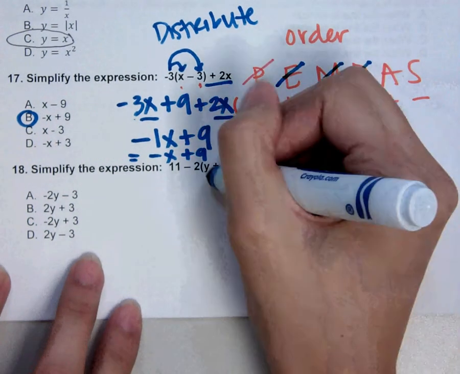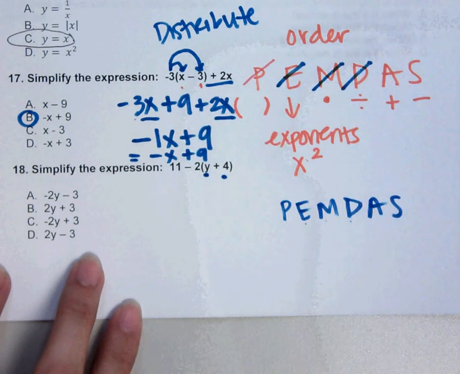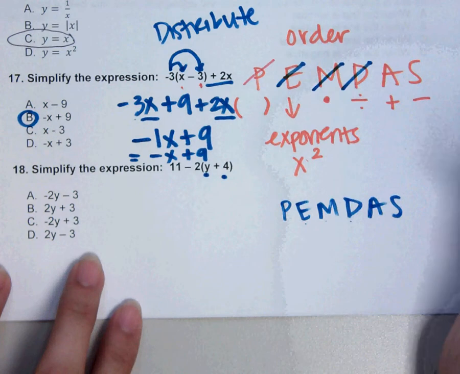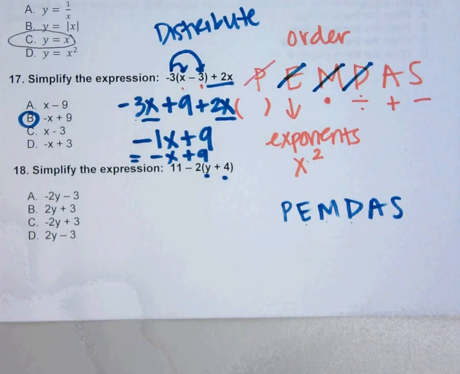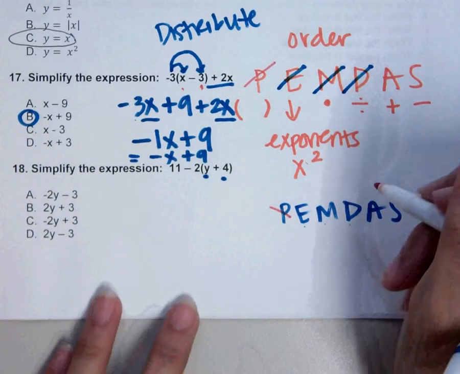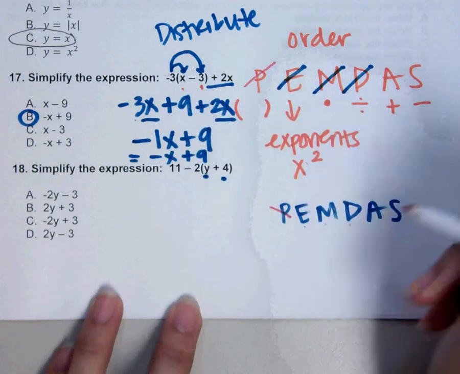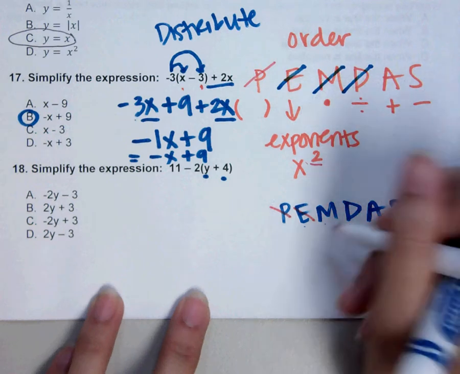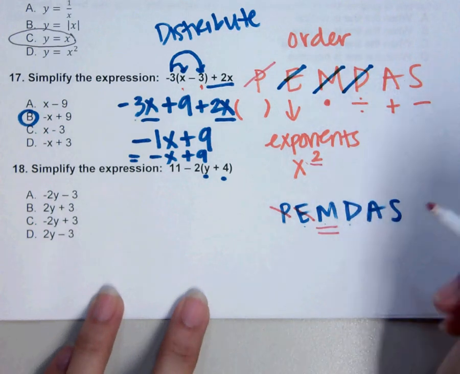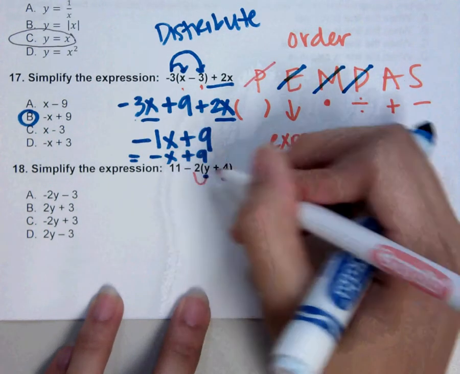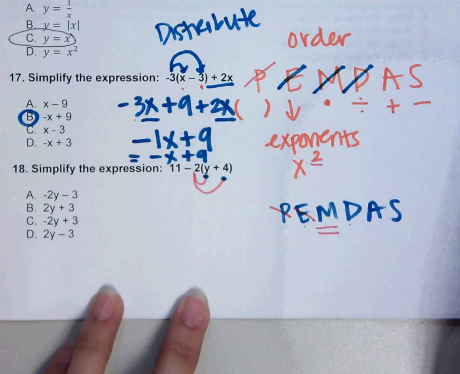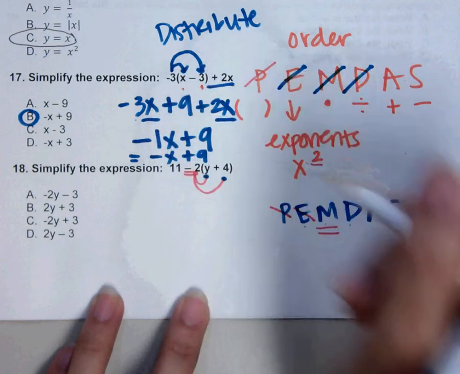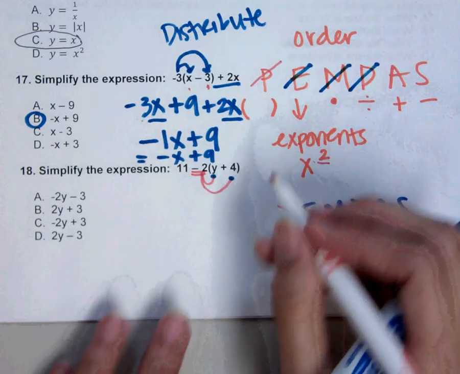So, parentheses. Can I add y and 4? No, because this one has no variable. So I can't do parentheses. There's no exponents anywhere. There's no tiny numbers like that anywhere. So the next thing to do is to multiply. So let's multiply. 2 times y and 2 times 4. Negative 2 times y. Don't forget it's negative 2. That negative sign goes with the 2. Okay?